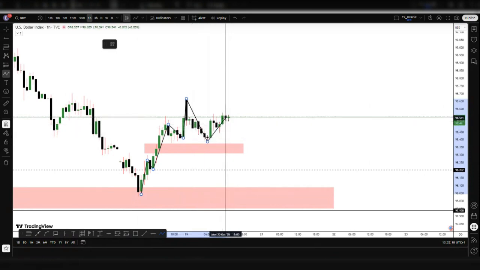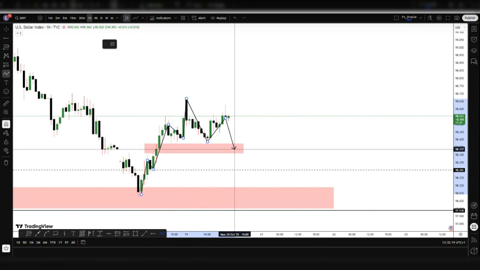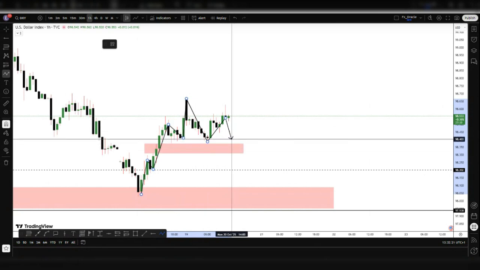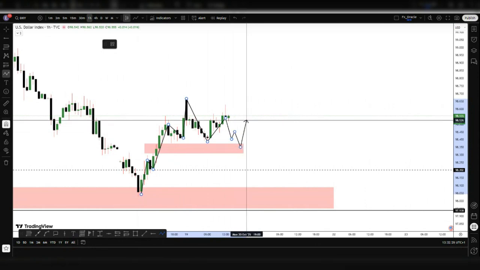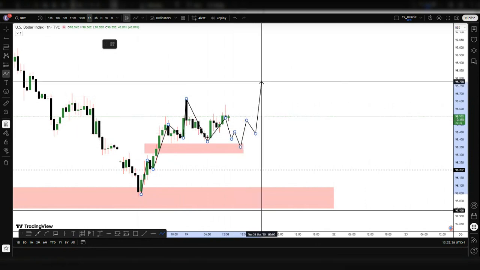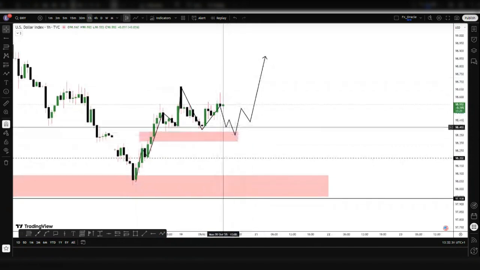So what I would love to see price do is maybe come down here, take out this low. We might even have a reaction, something like this, then take out this low, bounce here, and give us a shift to buy back up. So this is what I'm anticipating on this.